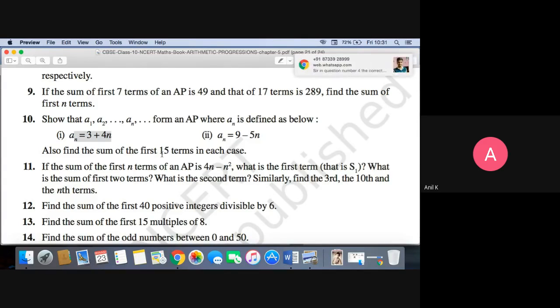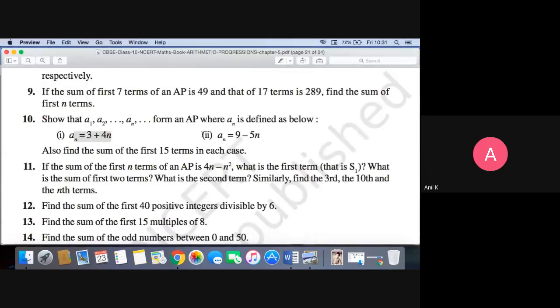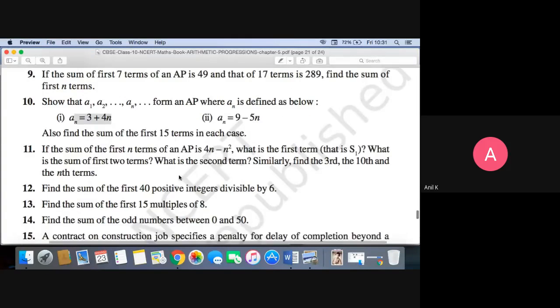Also find the sum of first 15 terms in each case. Here I got an AP this way. So you have to find S15. Take A value as 7, D value as 4, N value as 15, then substitute. Okay. So that's how I think these questions are not that much difficult.